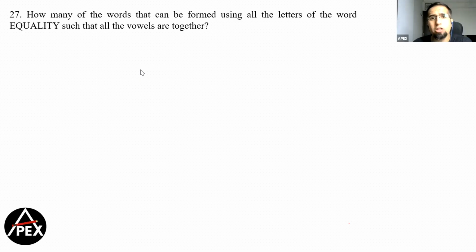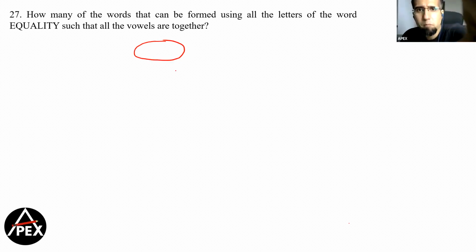Now, whenever I say all the vowels are together or a certain group of items are together, the best thing to do is tie them as a unit, tie them with a rope. So what are my vowels here? My vowels are E, U, A, and I. I'm tying them as a rope, or considering them as one unit, okay?